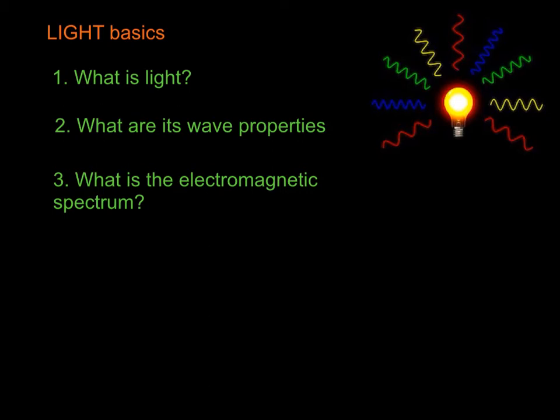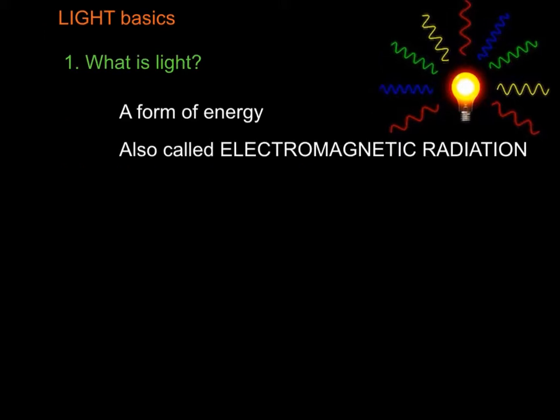This video tutorial is about light, and we're going to go through just the basic things you need to know about light at the beginning of this unit. So the first thing that we're going to talk about is what light actually is, and then we're going to talk about what its wave properties are, and then we're going to talk about the electromagnetic spectrum. So let's start out with what is light.